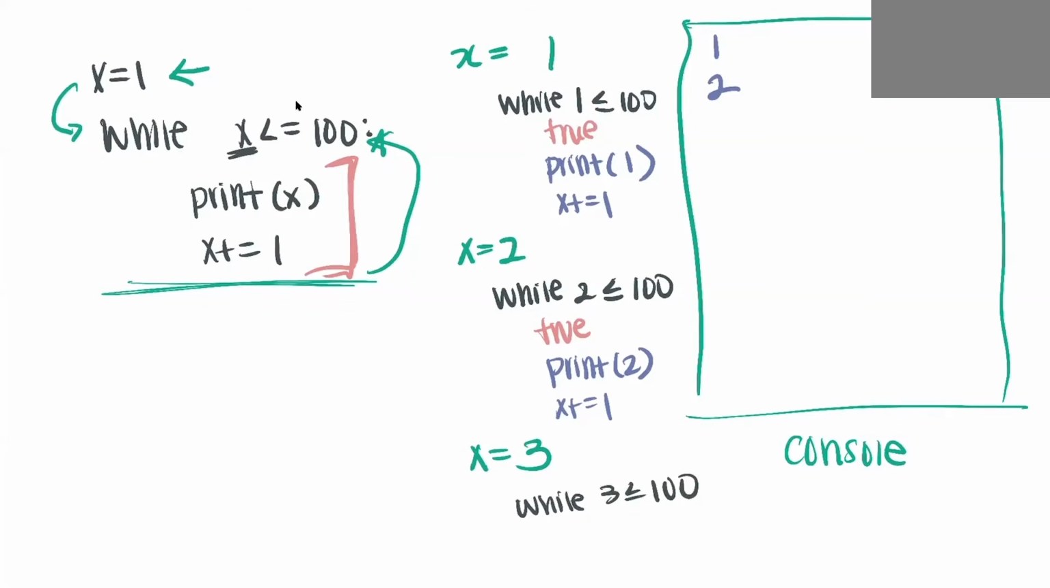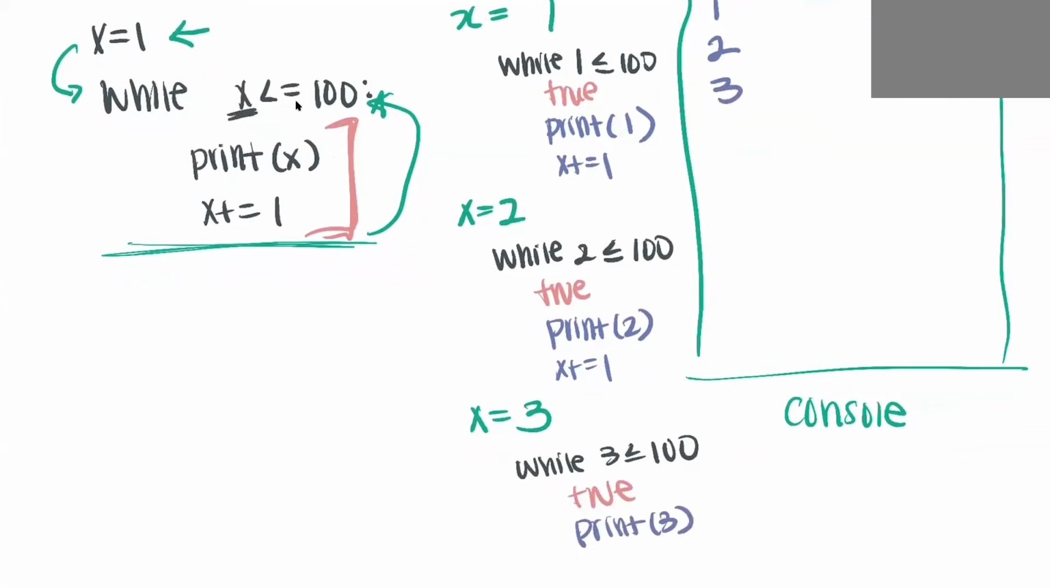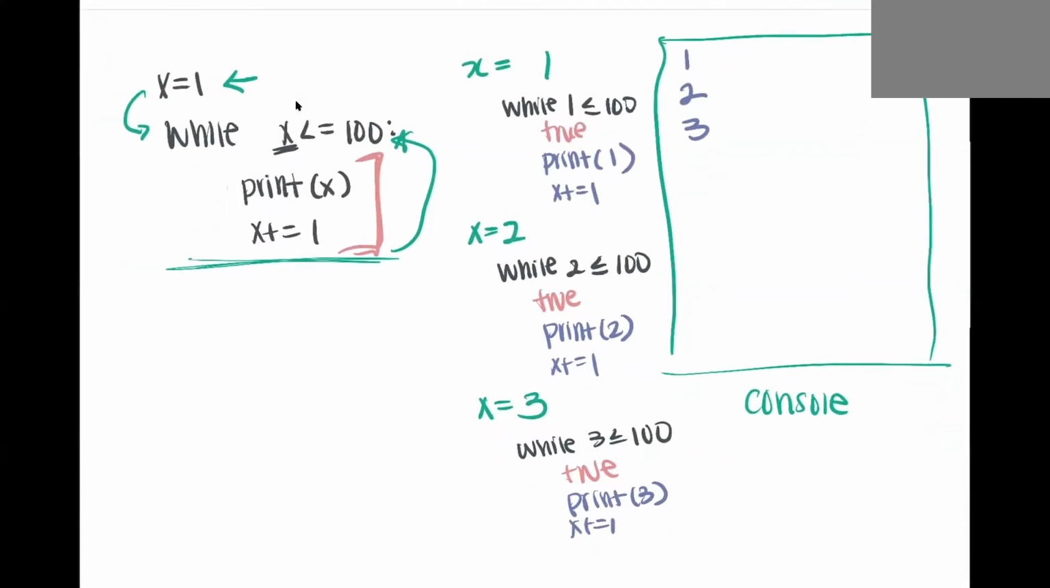So because this is a true statement, it's going to go inside that block, and then it's going to print x. Currently, my x value is 3. So 3 will print, and then it'll increment x, right? Because I have the x plus equals 1 here. That means my new x value is 4. And then it'll continue this pattern. So as you can see, so far we're printing 1, 2, 3 out perfectly fine.